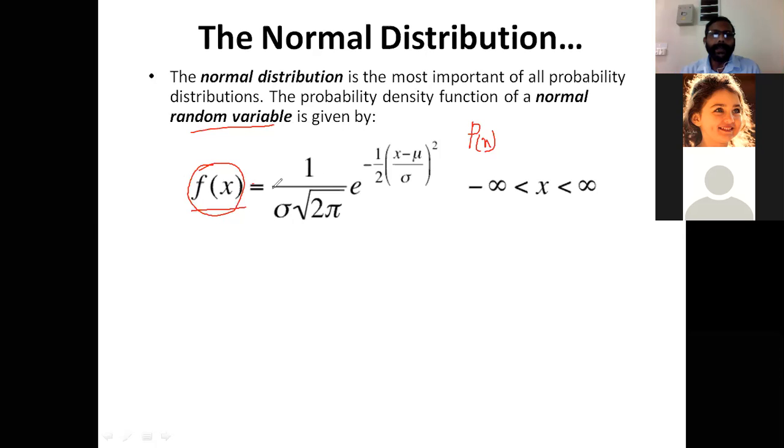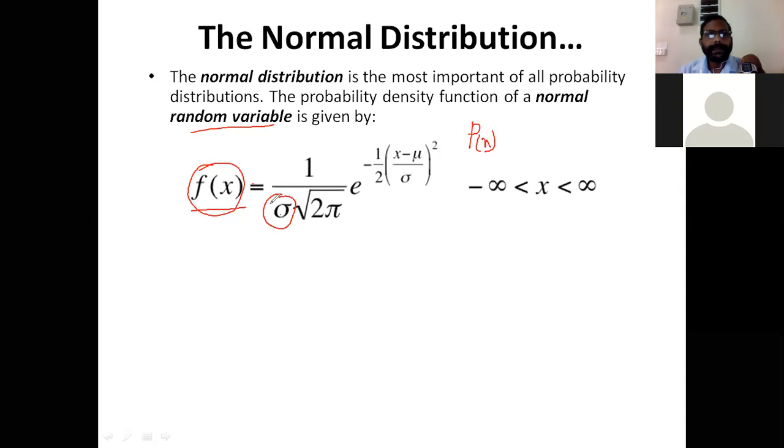1 over, what is this? Now we'll have to tell precisely what it is, sigma. How do you call sigma? We have introduced all these terminologies. What is this sigma? Anyone? Arosha, what is this sigma?